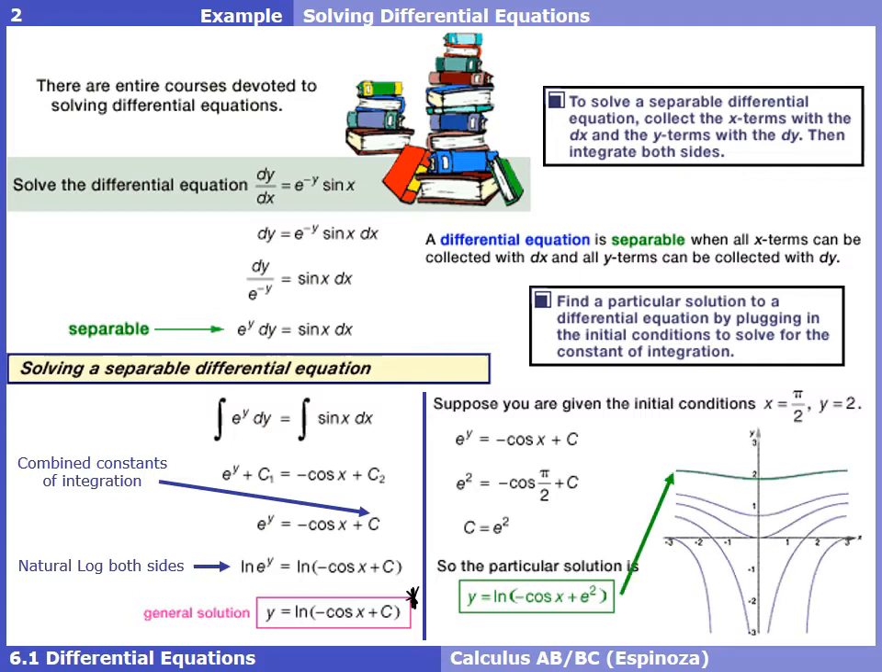Just to give you a visual of what's going on here, if you take this general solution and graph some of the solution curves, you'll see them here. And the particular one we have, where you can see the arrow pointing to, is that graph in green.